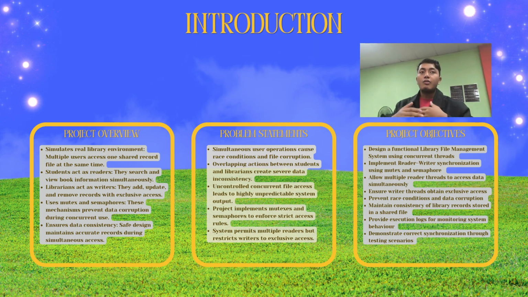So these are our project objectives. Basically, we want to design a functional system using concurrent threads. We want to implement the reader and writer synchronization. We want to allow multiple readers and allow multiple writers at the same time. We want to prevent race conditions and data corruption. We want to maintain consistency of the library records stored in the shared file. Provide execution logs for monitoring system behavior, and also demonstrate correct synchronization through testing scenarios.